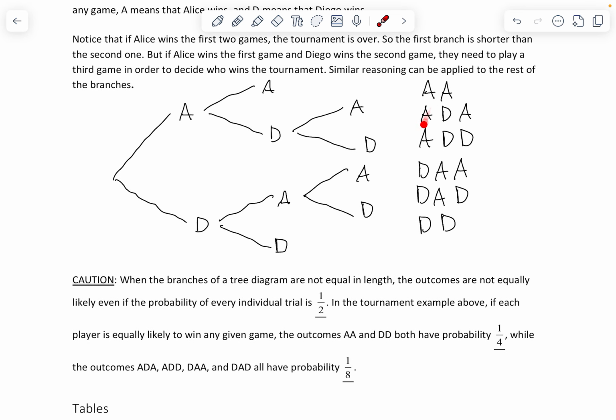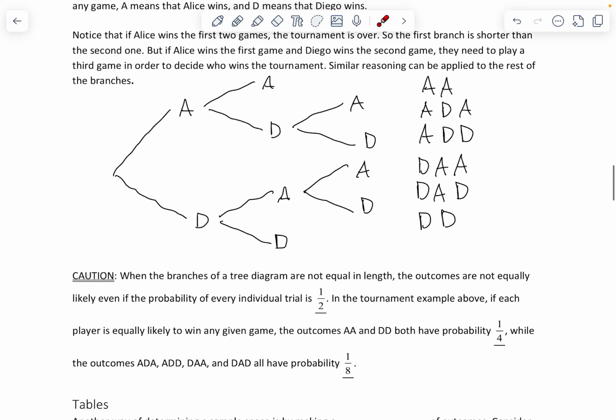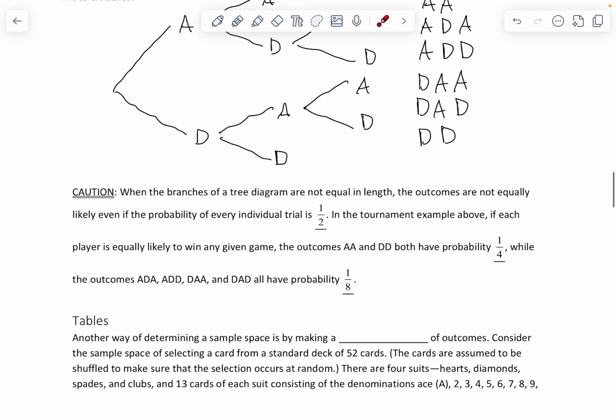So we can't use this list of outcomes to compute a theoretical probability, because the likelihood of these outcomes occurring is not the same for all the outcomes. Okay, let's turn our attention toward the other tool for finding a sample space. Another way of determining a sample space is by making a table of outcomes.